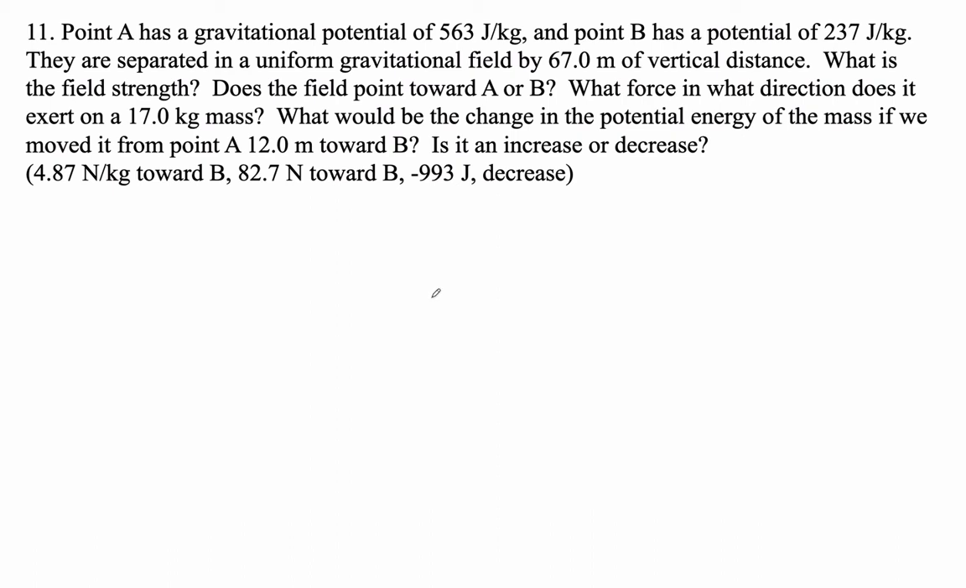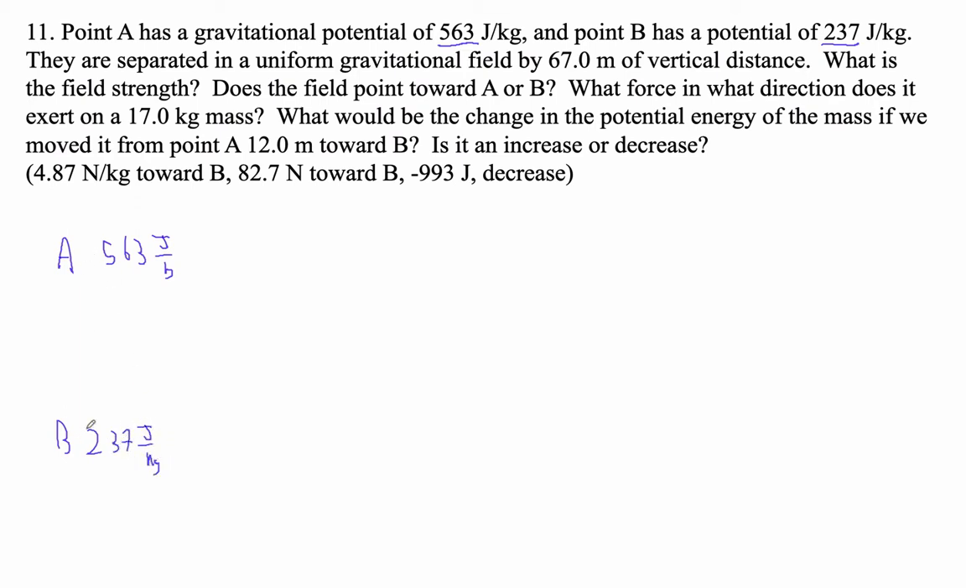So these take a bit of doing, right? Okay. So notice that A is at a gravitational potential that's higher than B, which literally means that A is higher than B. Okay, so let's just draw a picture. Here's A, and it's at 563 joules per kilogram. And here's B down here. It's at only 237.